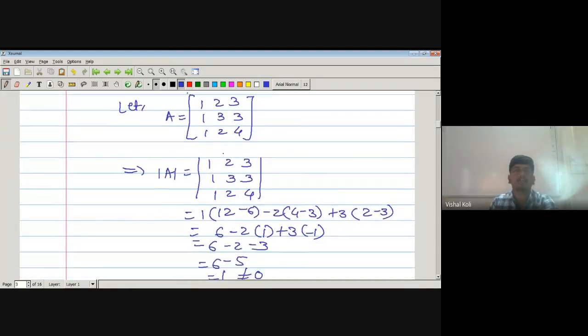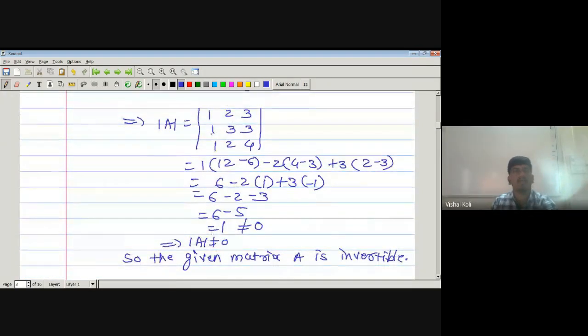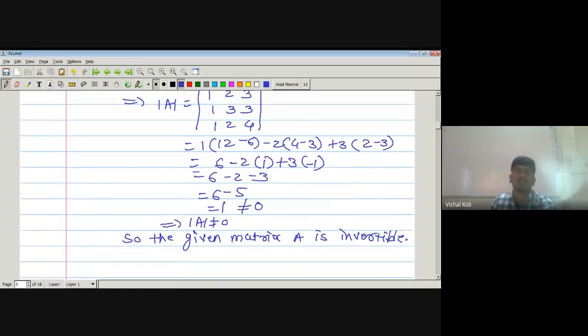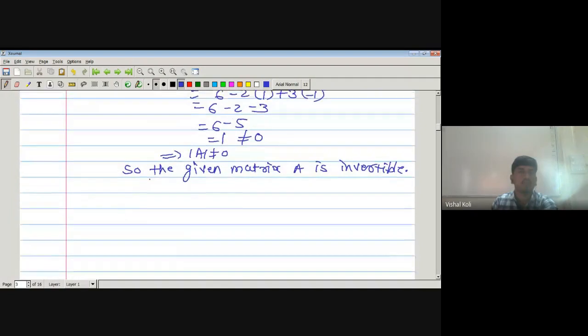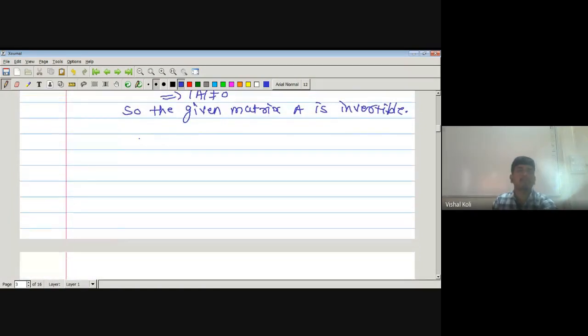Now we have to find out its inverse, and for that we require the adjoint of matrix A. To find the adjoint of matrix A, we first have to find the cofactor matrix of the given matrix, and its transpose is nothing but the adjoint of matrix A. So as A equals 1 2 3, 1 3 3 and 1 2 4, we will find the cofactor of each element of the given determinant.